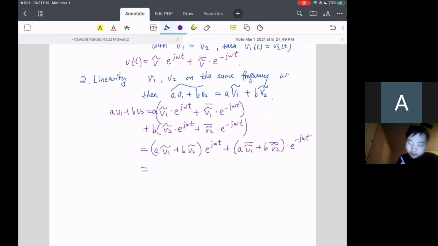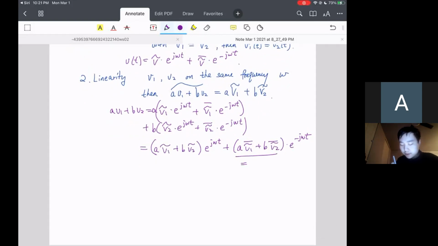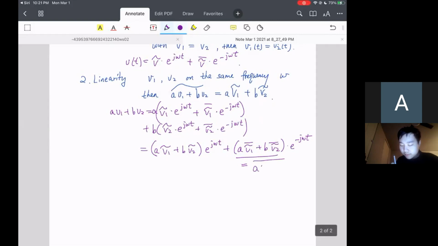And so we don't need to write another equation, but rather we note that this expression is exactly the conjugate of A V1 tilde plus B V2 tilde. Okay? And so the phasor representation of A V1 plus B V2 would then just be A V1 tilde plus B V2 tilde, and phasors are linear.